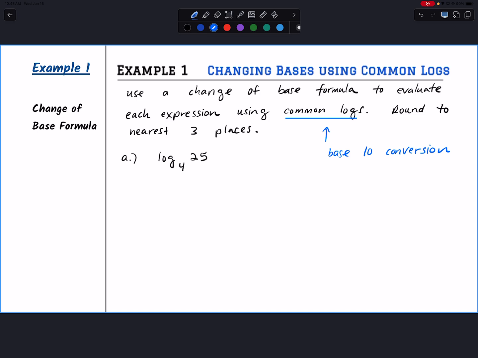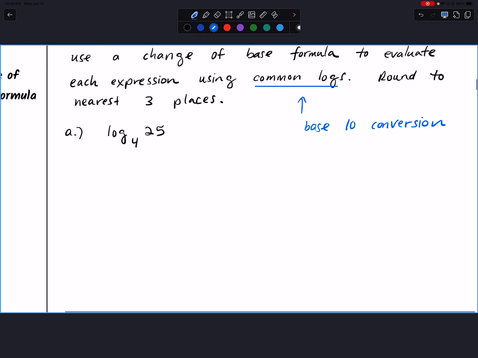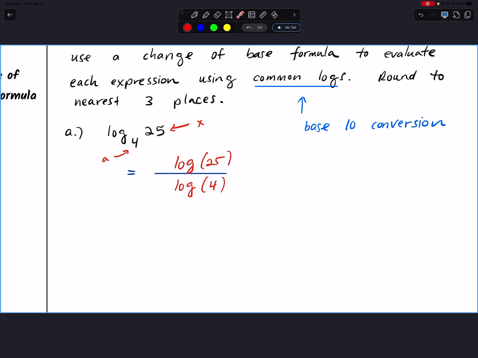So before we do this, we got to set up our formula. So I want you guys to think about this is going to be like our A. And this is going to be our X. Okay, so what am I going to write on top? Well, just 25? Log of 25 divided by log of 4. Remember your calculator has that fraction shortcut alpha x. So I would just type it into your calculator just like that.